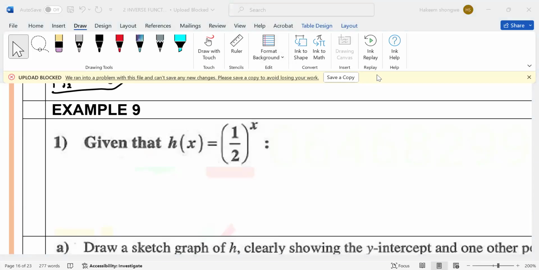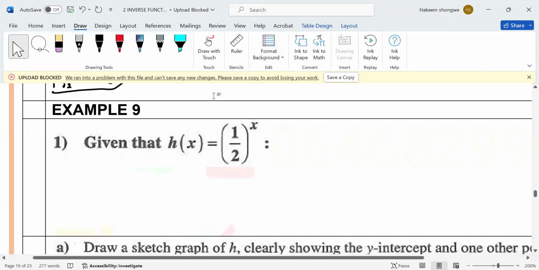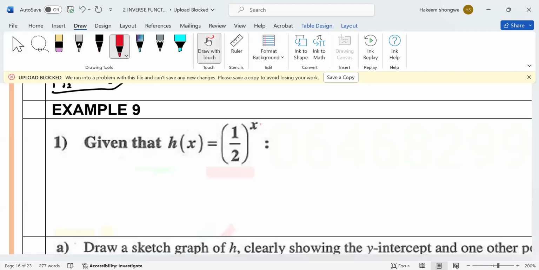Example number 9. Take out your calculator. We are given h of x, which is given as 1 all over 2 to the power of x. What kind of a function is this one? It's an exponential. How do you know? The variable is on the exponent. So if the variable is on the exponent, it makes it an exponential. And then we go through our questions.